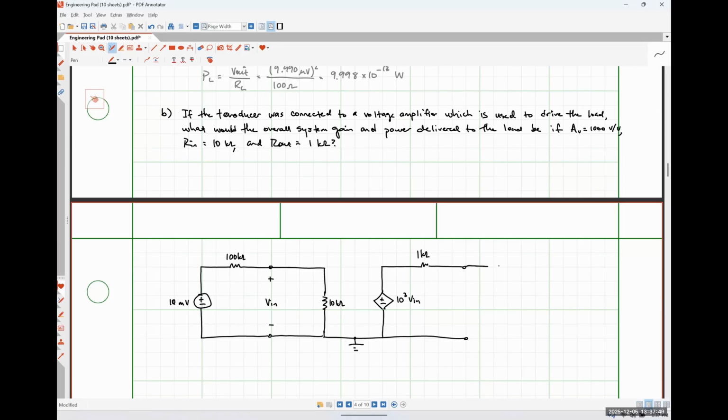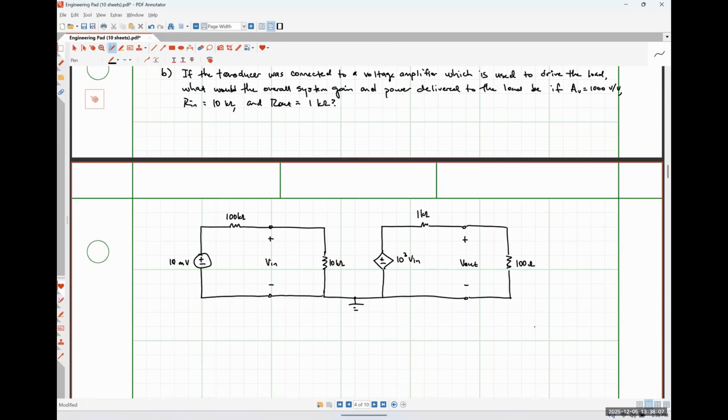And lastly, over here to the right, I have my load resistance of 100 ohms, where this guy is now V out. Okay. So the analysis is a little bit more complicated, but it shouldn't be too bad because it's just two voltage dividers, right? So if I can figure out using voltage division what Vin is, I can then use voltage division on the output side of the circuit to figure out what V out is.